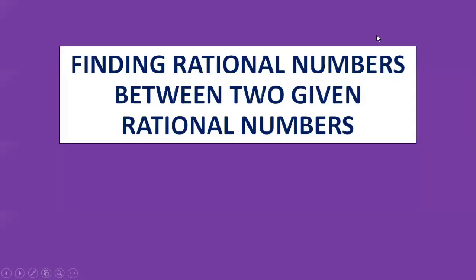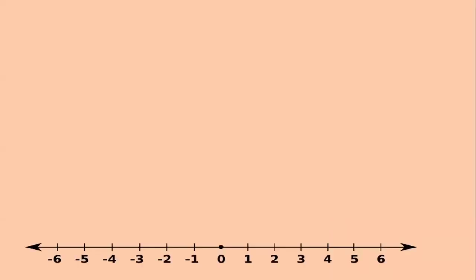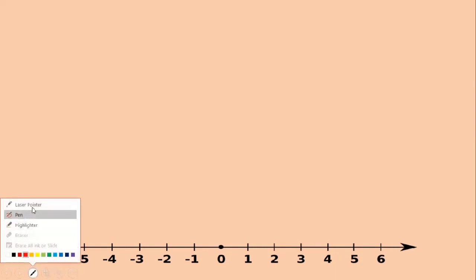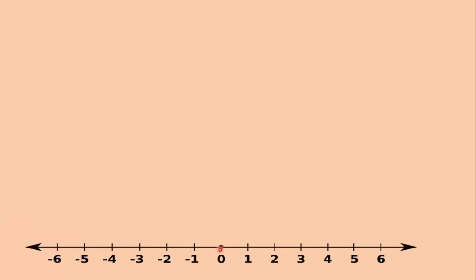Dear students, let us learn about finding rational numbers between two given rational numbers. First, look at the number line. Here, 0 is the origin of the number line, and on the right side we have positive numbers, and on the left side we have negative numbers.